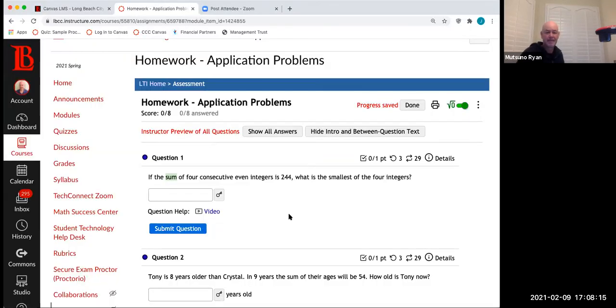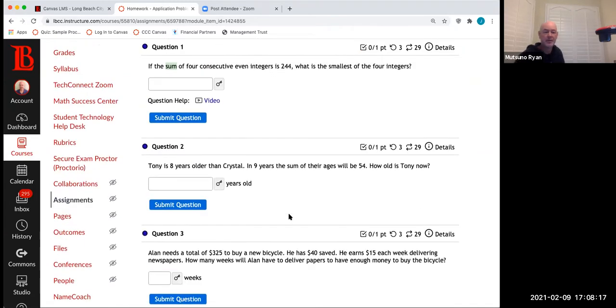Switch it over. Now, again, the homework problems that you're going to be getting may have different numbers, but how to solve them should be exactly the same. All right, number 2. Tony is 8 years older than Crystal. In 9 years, the sum of their ages will be 54. How old is Tony now? I'm going to let you read through it. You can pause the video if you need to. That's fine.